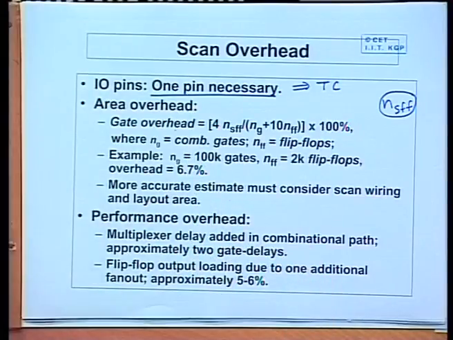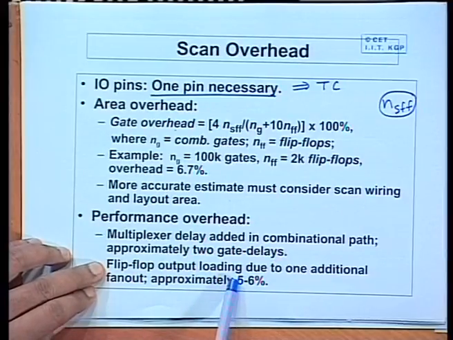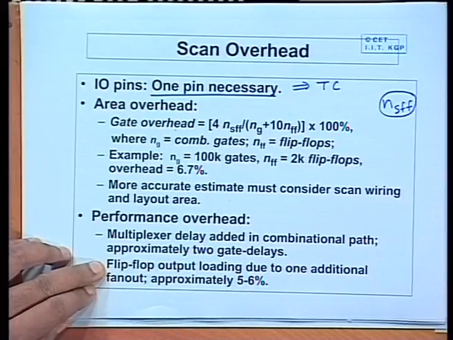This is of course the area overhead, but you also incur some kind of performance overhead here. Here the multiplexer delay will be added in the combinational path, approximately 2 gate delays. Flip flop output loading, because the fan out of the flip flop is also now increasing. So, earlier the flip flop was straight away going out, now the flip flop output is now feeding the input of the next flip flop.